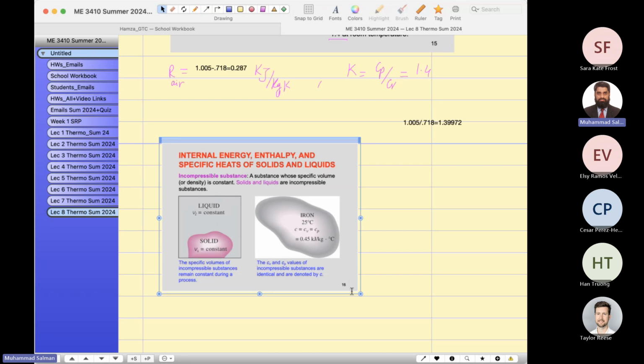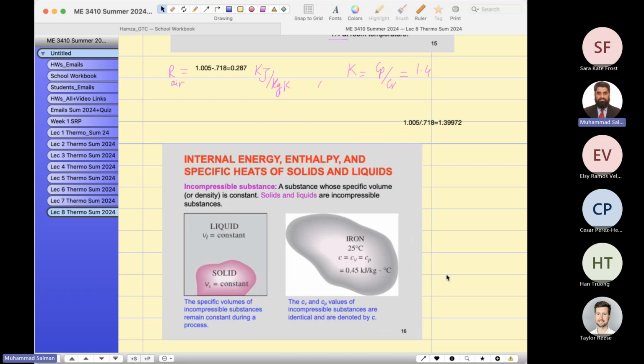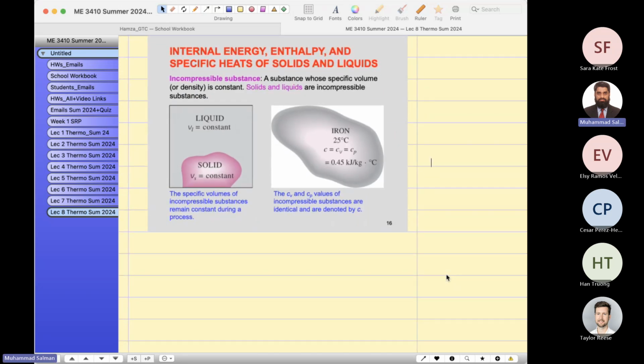And when talking about the specific heats of liquids and solids, we do not consider constant pressure and constant volume. We just take one value because solid volume is constant and liquids are incompressible. Therefore, we have the same specific heat for both constant pressure and constant volume for liquids and solids. I believe C for water is 4.18, but you can check it.